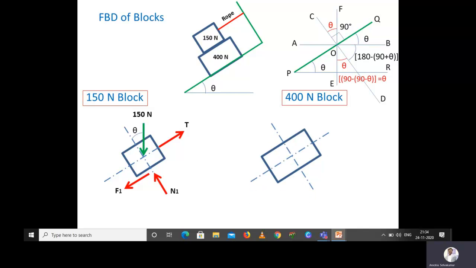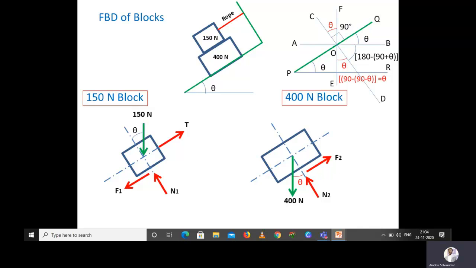Again, we are taking the horizontal and vertical reference with respect to the inclined plane. We know that the weight of the block is given as 400 Newton, and as discussed, this angle will be theta. Because of this 400 Newton weight, the normal reaction of the 400 Newton block will act perpendicular to the inclined plane.